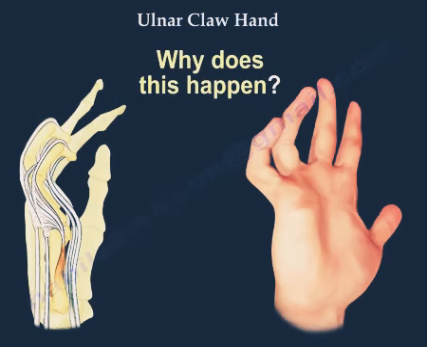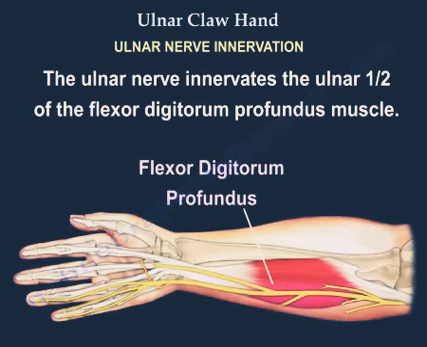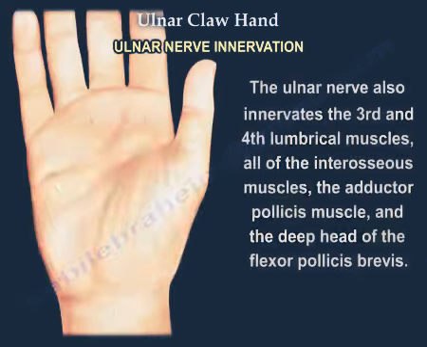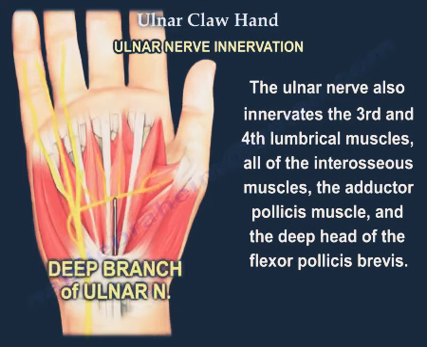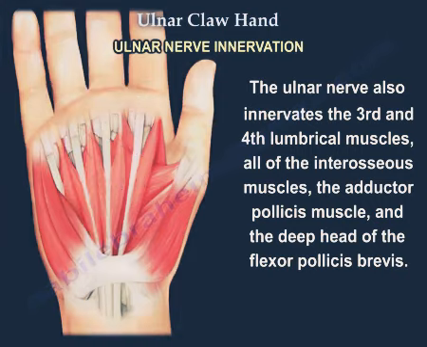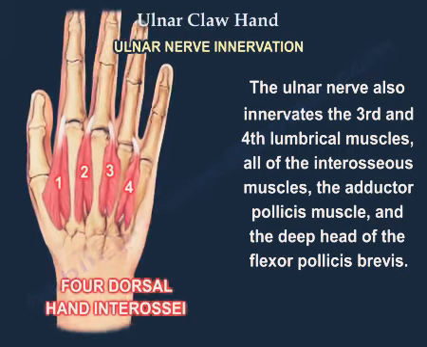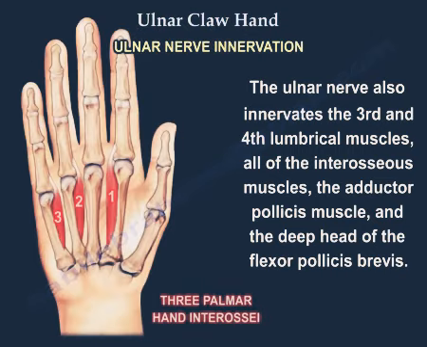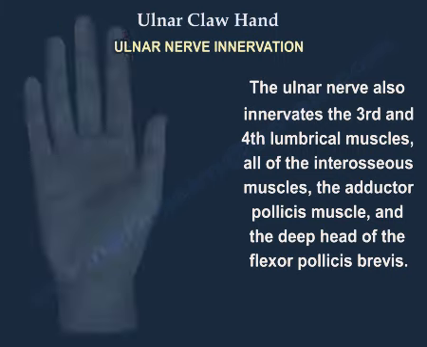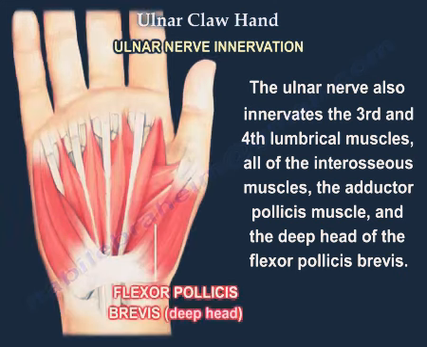So why does this happen? Let's check the ulnar nerve innervation. The ulnar nerve innervates the ulnar half of the flexor digitorum profundus muscle. It also innervates the third and fourth lumbrical muscles and all of the interossei muscles, in addition to the adductor pollicis muscle and the deep head of the flexor pollicis brevis.